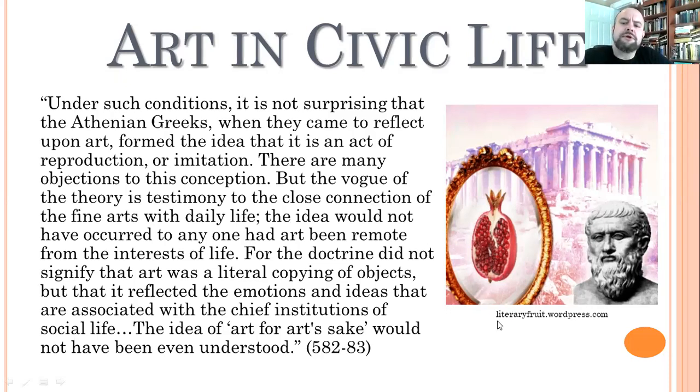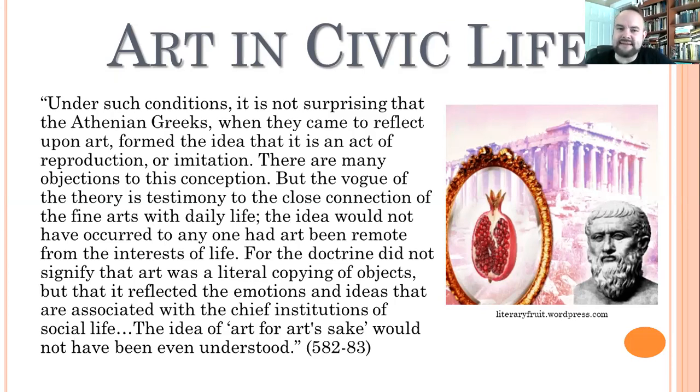So for Dewey, this is intuitive, even though he doesn't completely agree that art is imitation, right? Remember, for him, art is experience, or at least intensified experience. We'll get some more details on that later, but again, it's not surprising, he says, that they thought art was imitation. There are many objections to this conception, but the vogue of the theory is testimony to the close connection of the fine arts with daily life. The idea would not have occurred to anyone had art been remote from the interest of life.